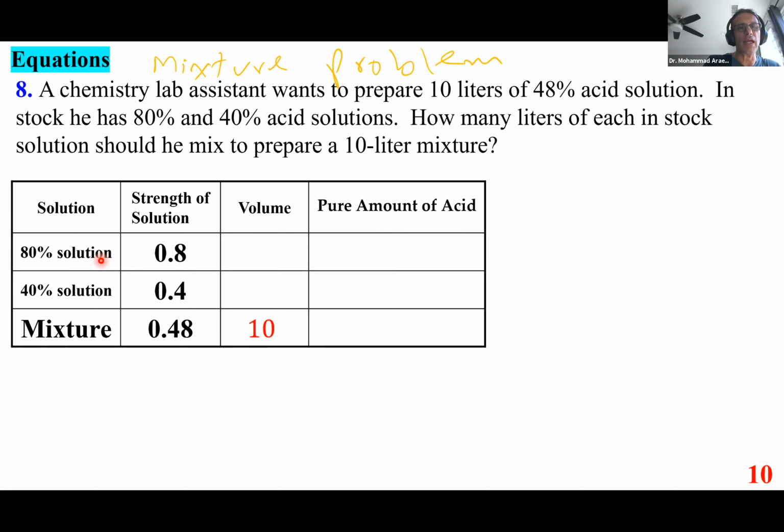How much of the 80% solution do we need? We have no idea. How about X? How much of the 40%? In this case, because we know the total is 10, and that's the idea behind the mixture problem, the total volume is not going to change. It's constant. So this must be 10 minus X, meaning if X ends up being, I don't know, 7, then this must be 10 minus that, which is 3. The total volume is 10 liters.